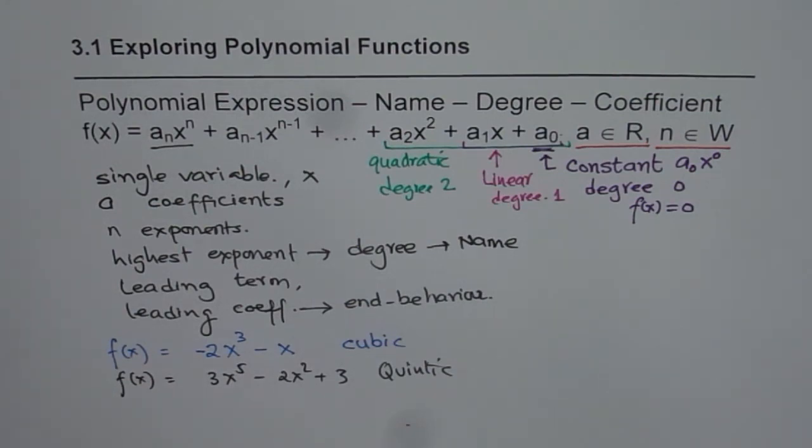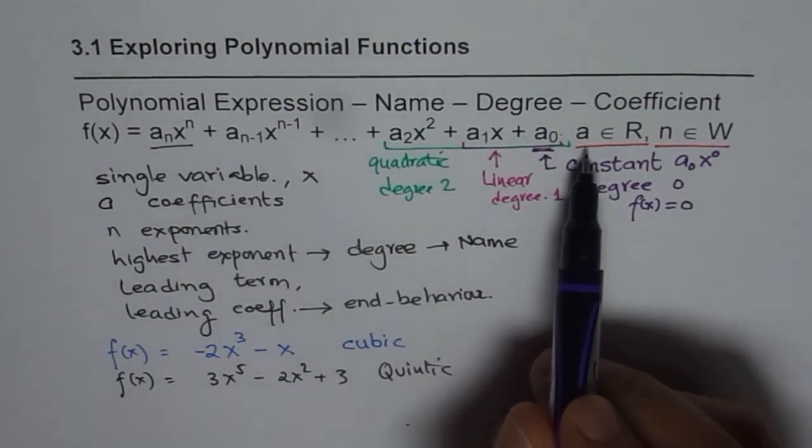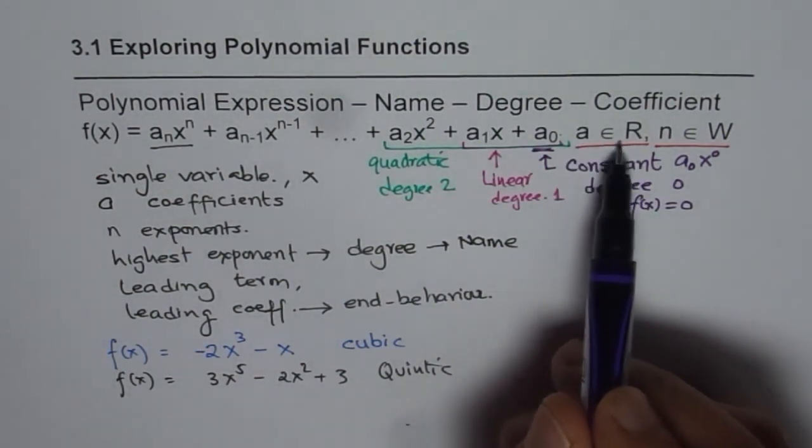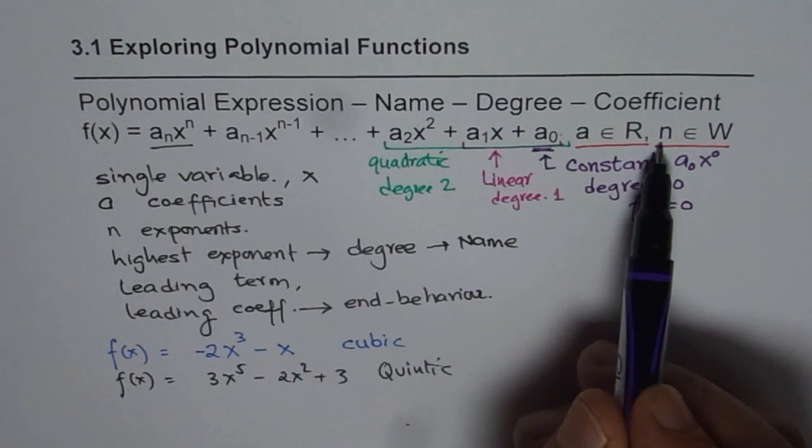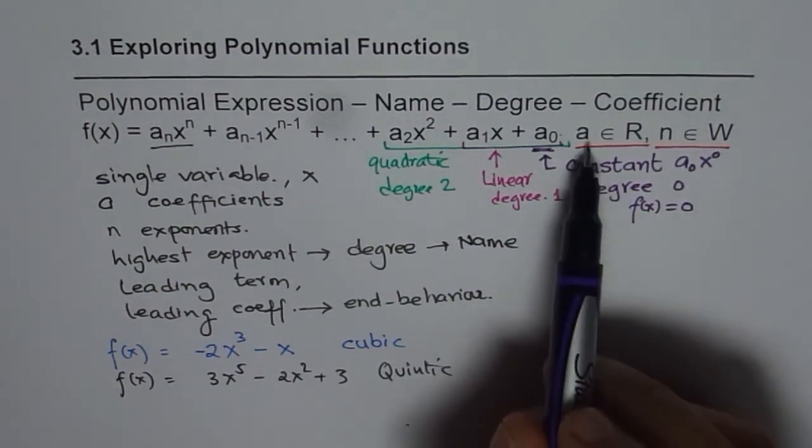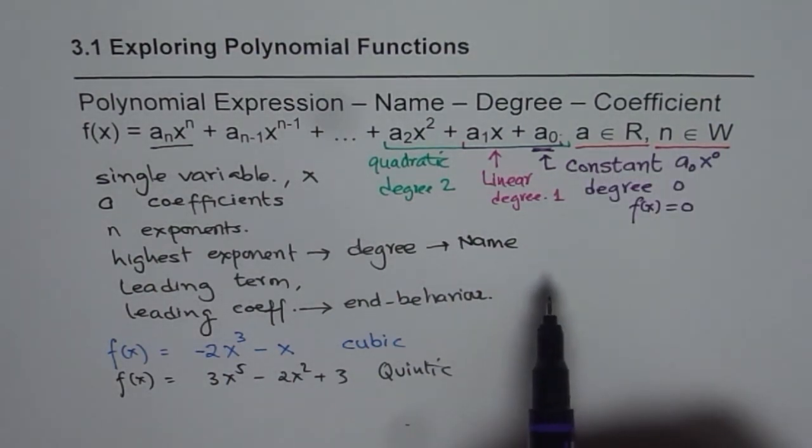In the next video, we will discuss functions which are not polynomials. Basically, those functions will not comply with this rule. The a's will not be real numbers, or the exponent will not be a whole number. In that case, that function will not be a polynomial. We will see that in the next video.